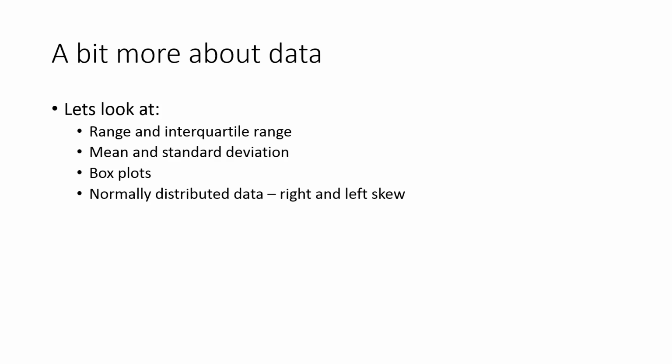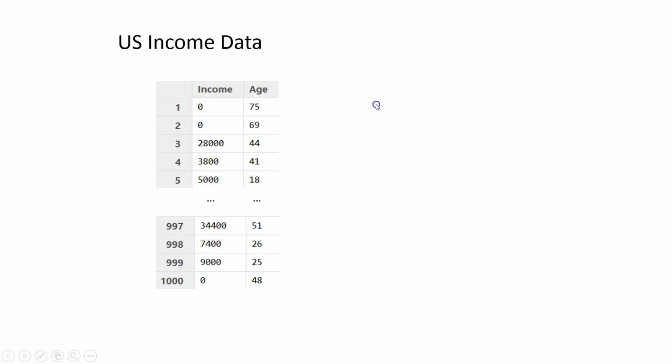Let's talk a little bit more about data, and this is something we haven't really talked about. We're going to get into some basic statistical stuff that you may have already learned in a previous class, or if you haven't learned it, this will be fairly simple. We're going to look at range and interquartile range. We'll look at mean and standard deviation. We'll look at box plots, and then we'll look at normally distributed data, where we're talking about right and left skew. This is all in an effort to give you more information about outliers.